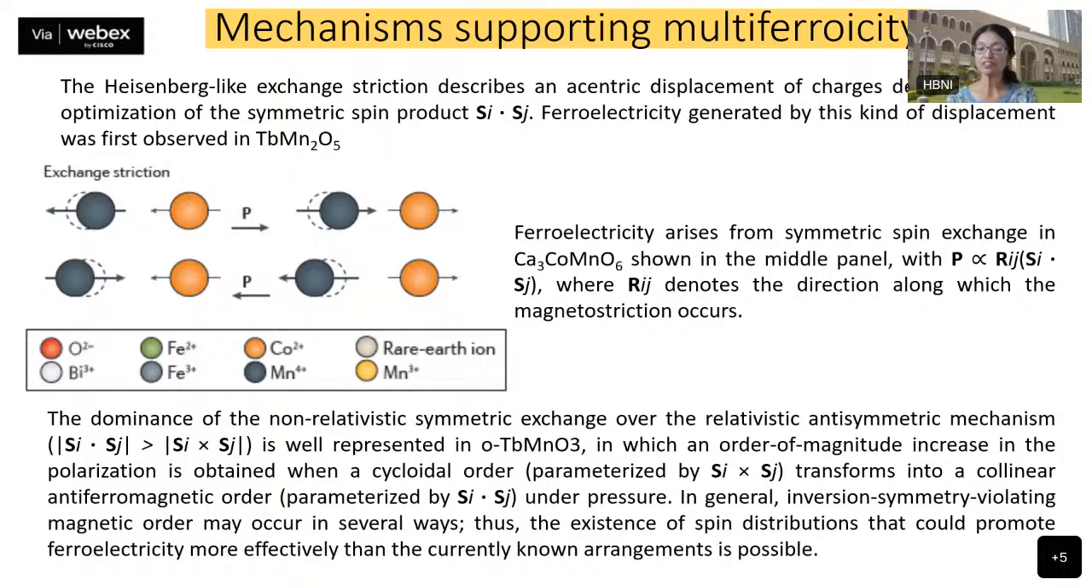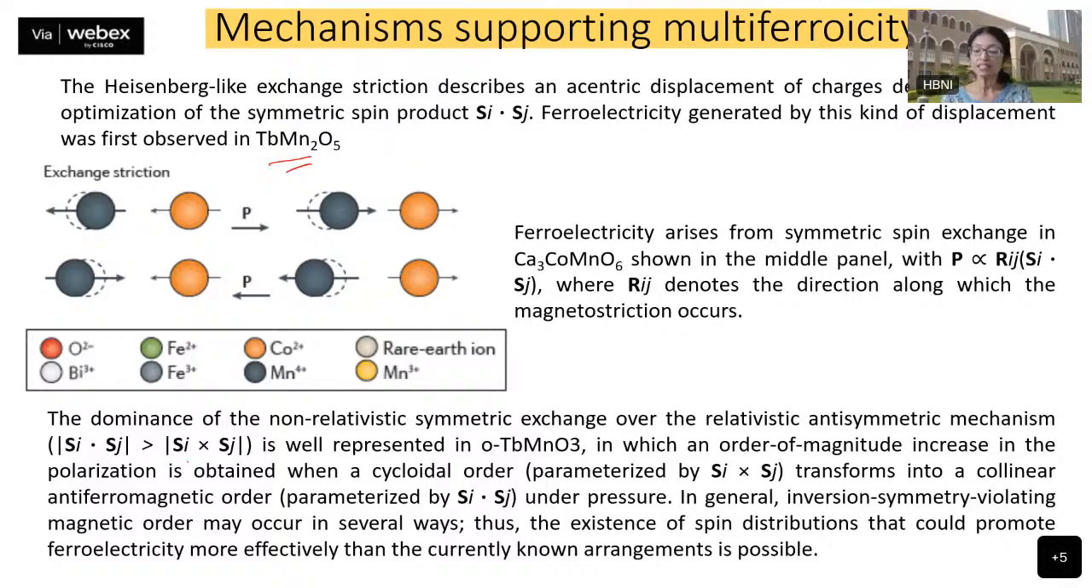So ferroelectricity is generated by this kind of displacement, and this was first observed in materials like TbMn2O5. So what does this essentially mean? There is a dominance of the non-relativistic symmetric exchange over the relativistic antisymmetric mechanism. So here Si dot Sj is going to be much greater than the cross product of Si and Sj.